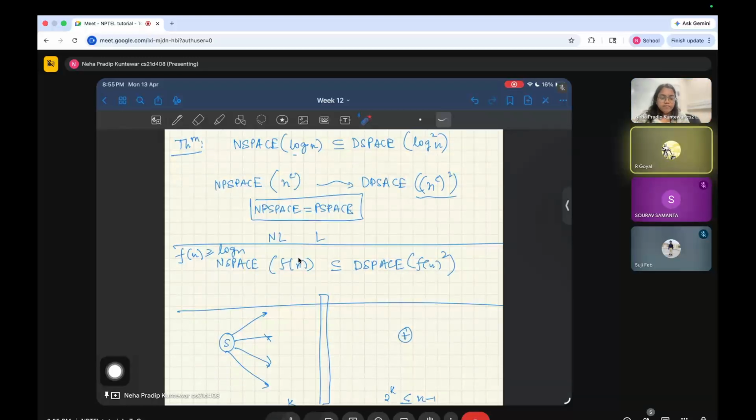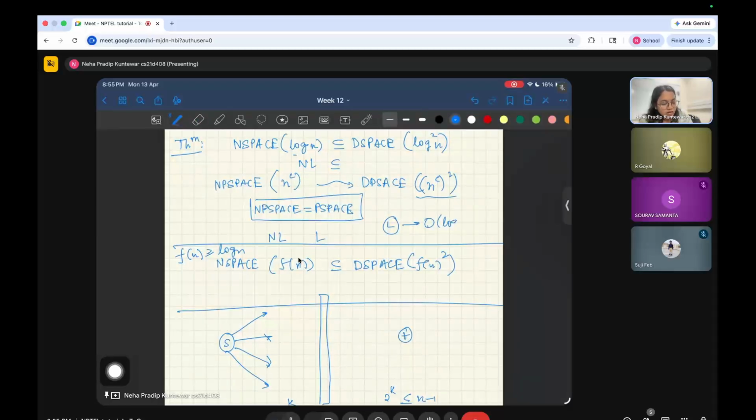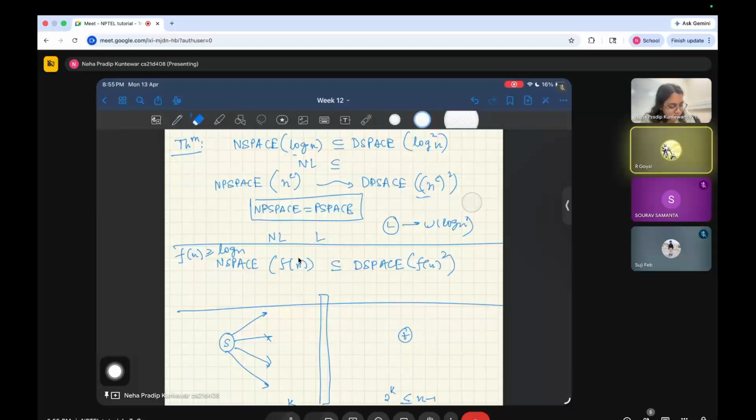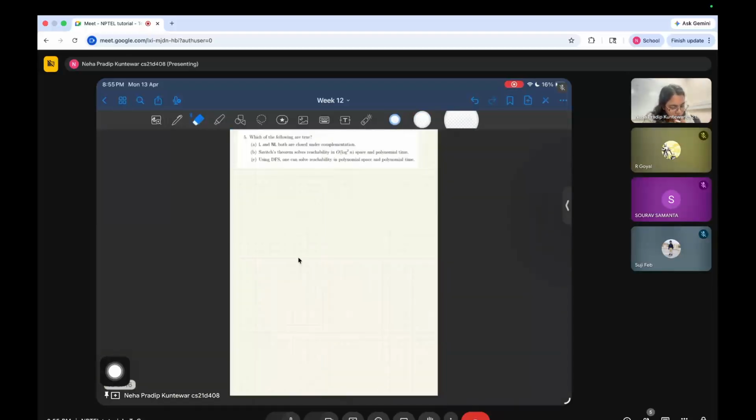Oh, I see. So then why don't we have NL equal to L? Because what this tells you is that NL is contained in DSPACE of log squared n, but L is the set of languages that run in order log n space, and log squared n is asymptotically larger than log n. Yes, now I understood. Thanks, I have understood this.